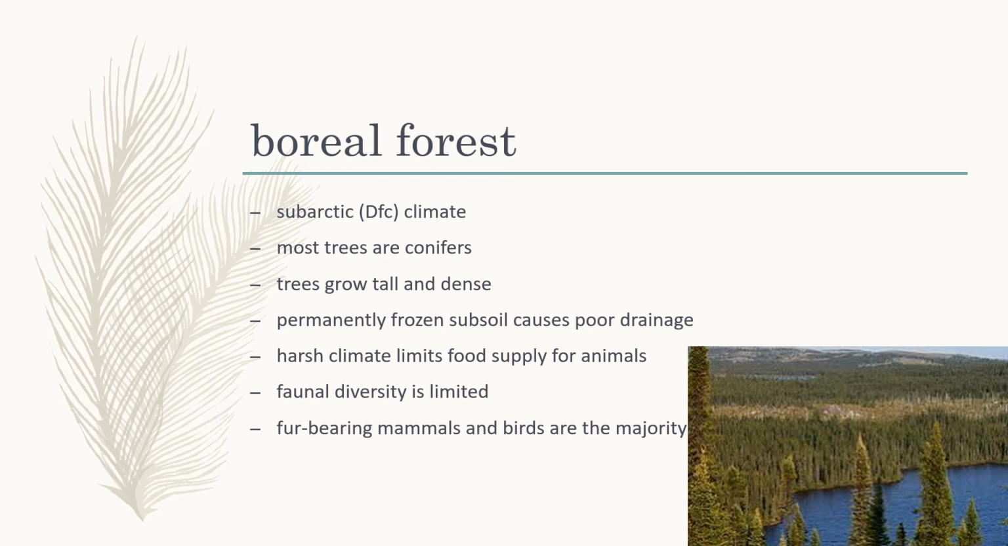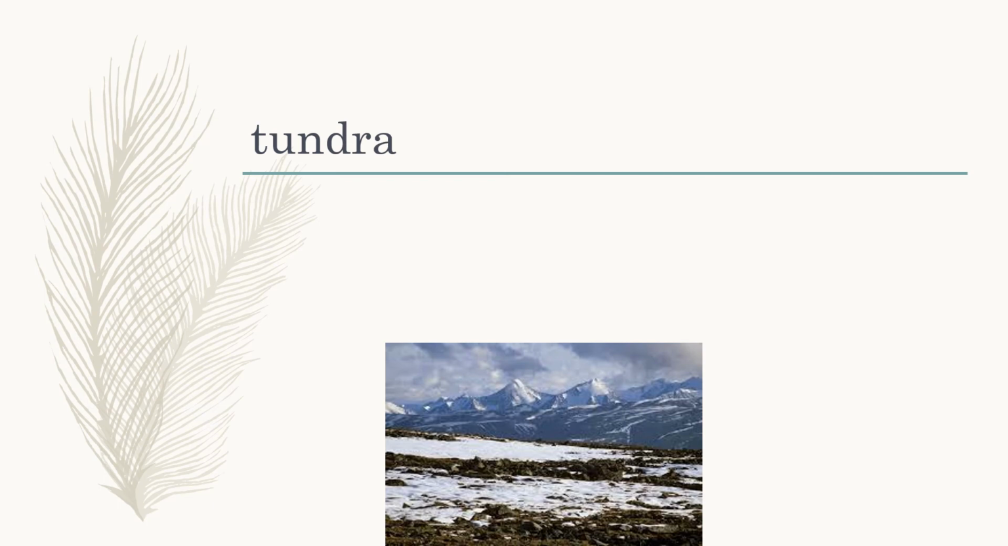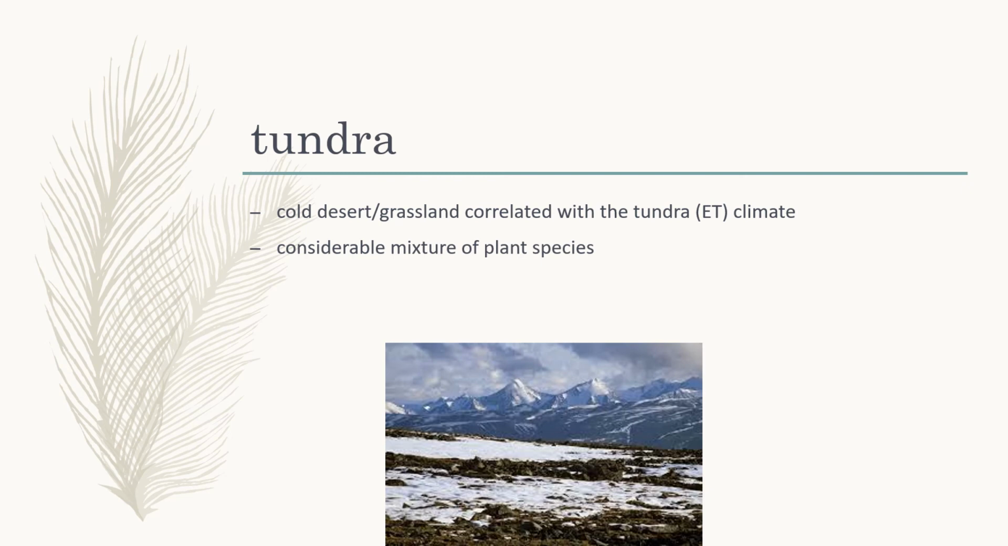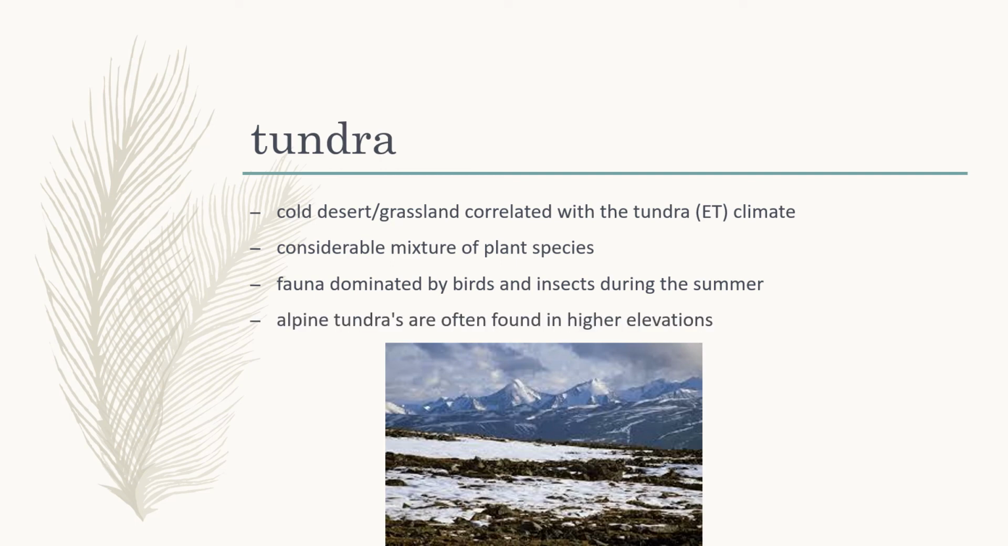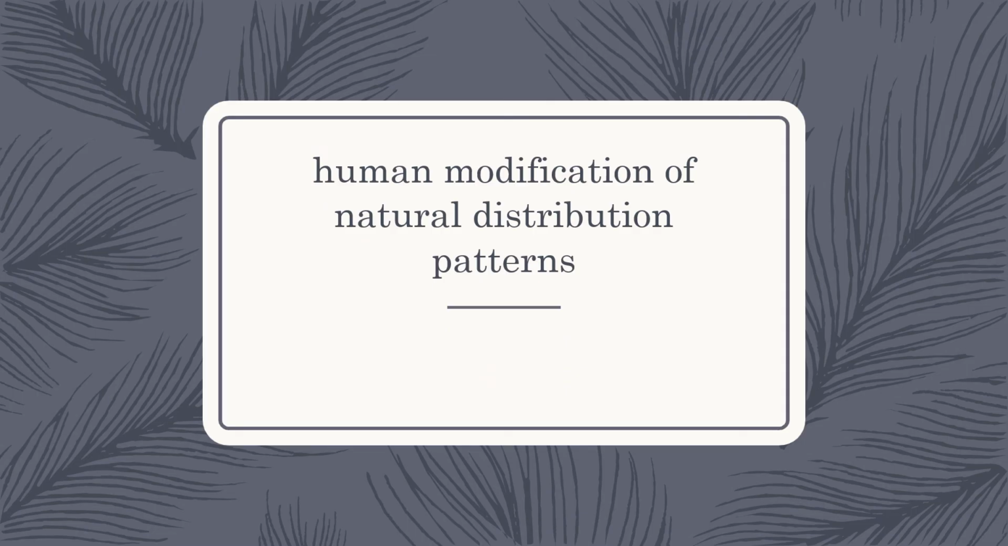The tundra biome is essentially the cold version of a desert and is located within the tundra climate. There is considerable mixture of plant species here despite its harsher climate. Plants here grow close to the ground and very densely packed. The majority of animals living here are birds and insects during the summer months. Tundras in higher elevated regions are alpine, meaning they are native to the mountains.